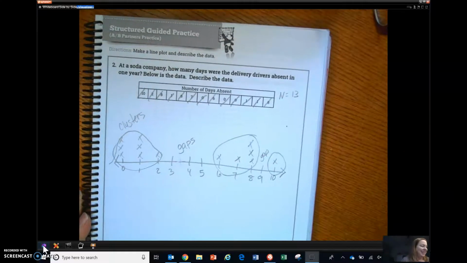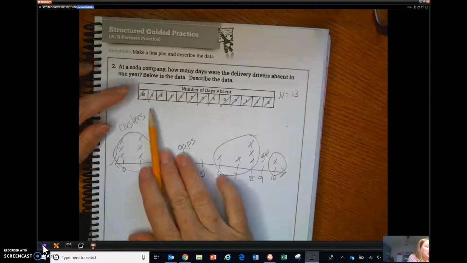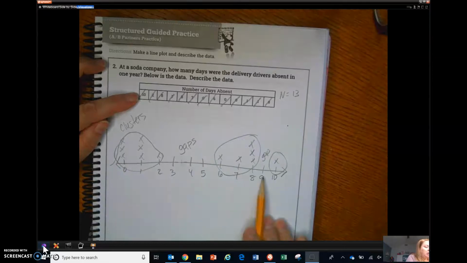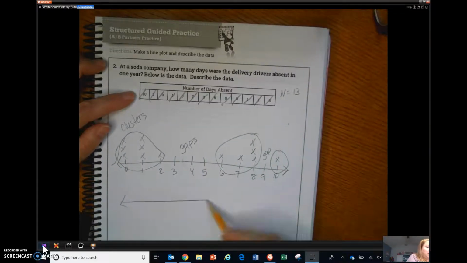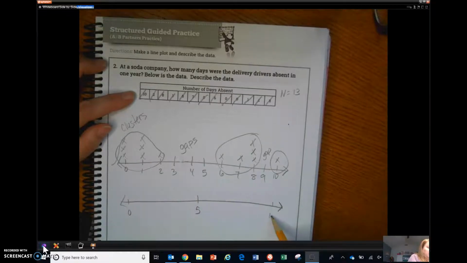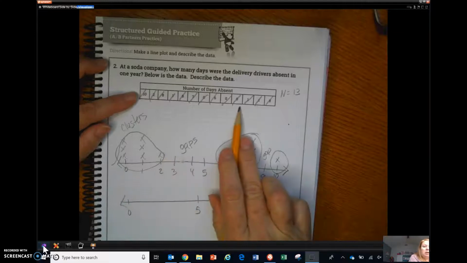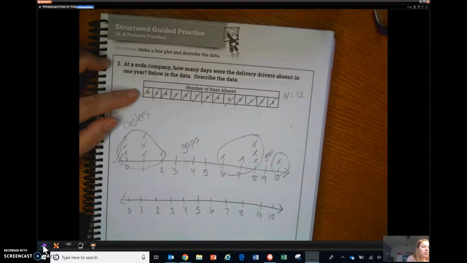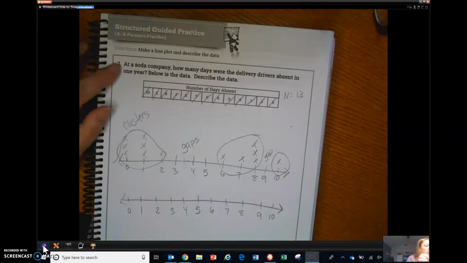Okay, are you back? So all you needed to do was find the smallest number was a 0, the biggest number was a 10. Make your number line. So let's do that. And we can count by ones because they're all whole numbers. 1, 2, 3, 4, 5, 6, 7, 8, 9, 10. And this is for the number of days absent at a soda company. How many days were the delivery drivers absent in 1 year?